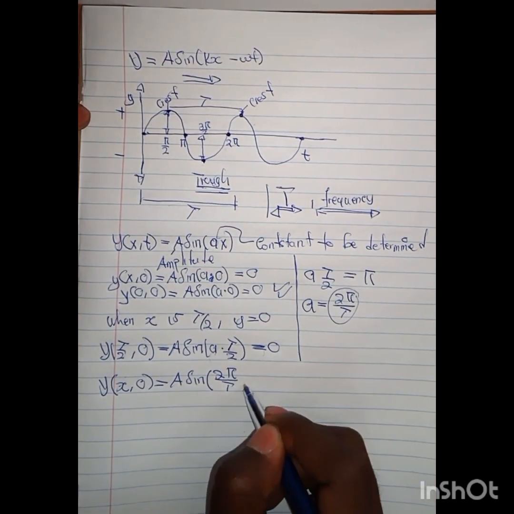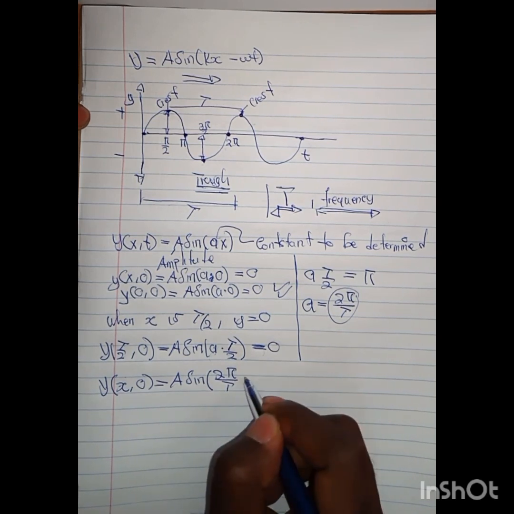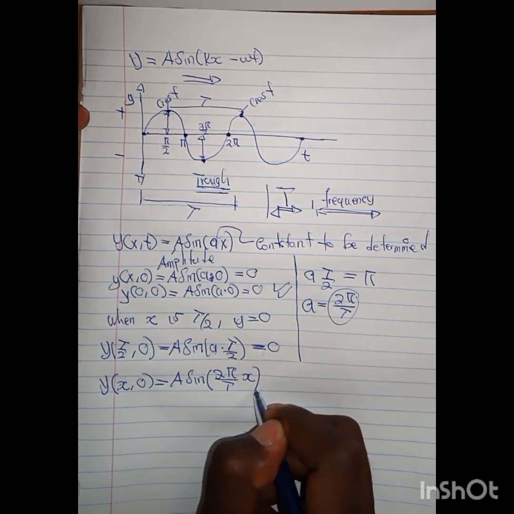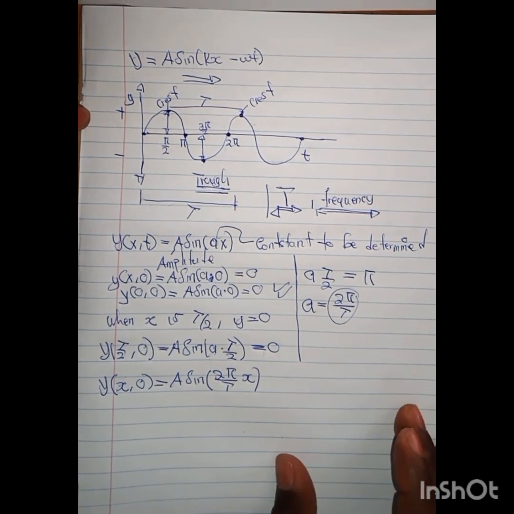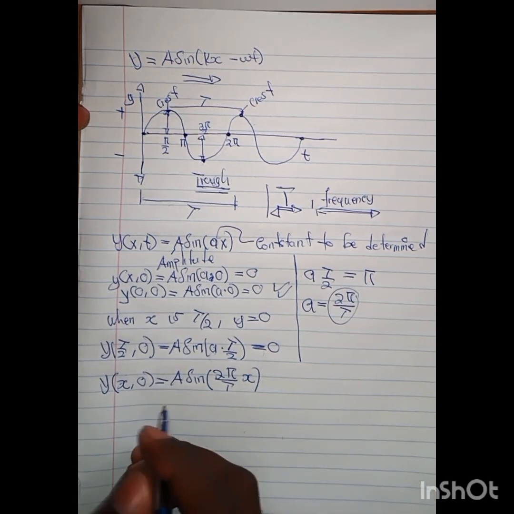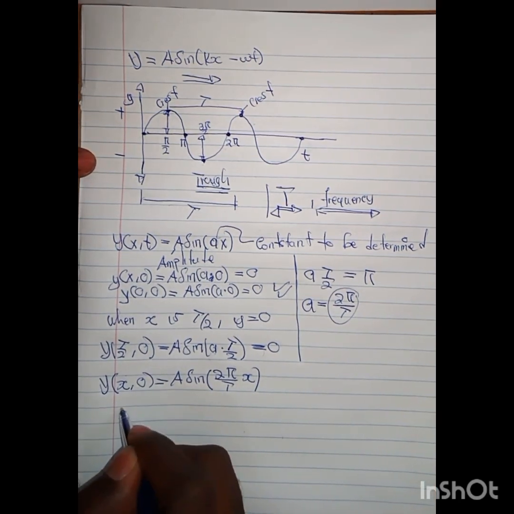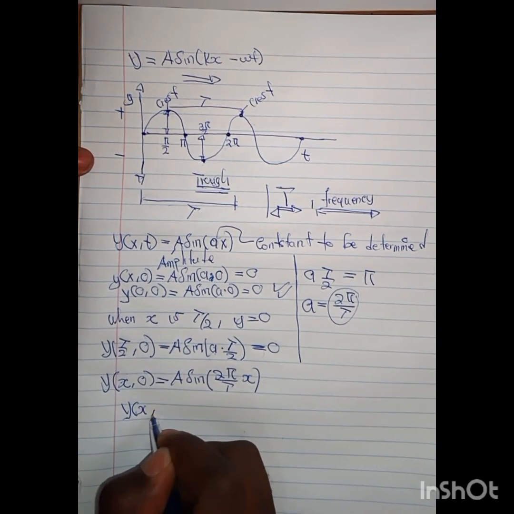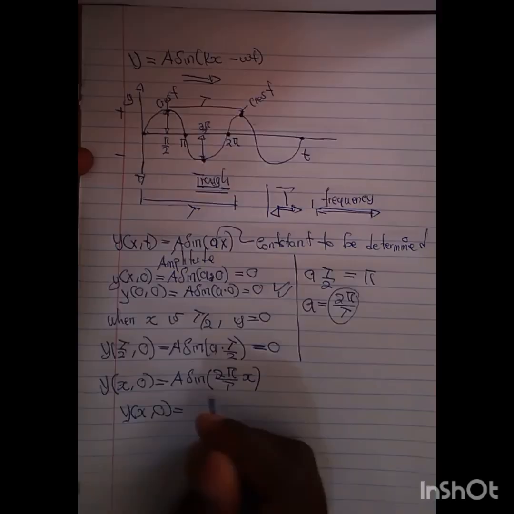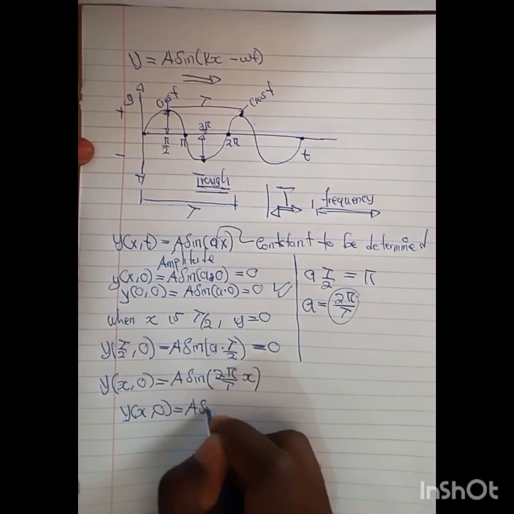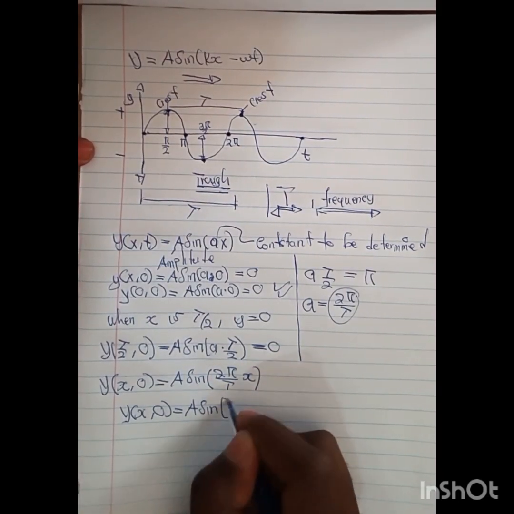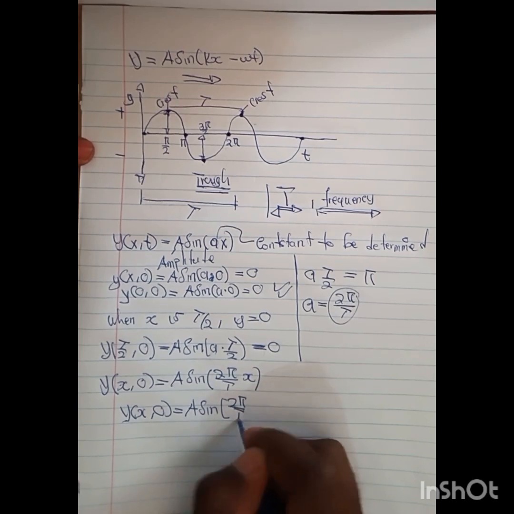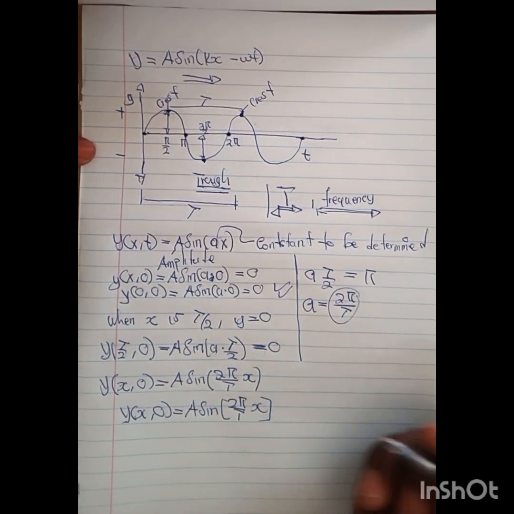And then in space of x, we can have x like this. So this is our equation. y goes to x, so that y can be equal to 0. We have a sine of 2 pi over lambda multiplied by x.